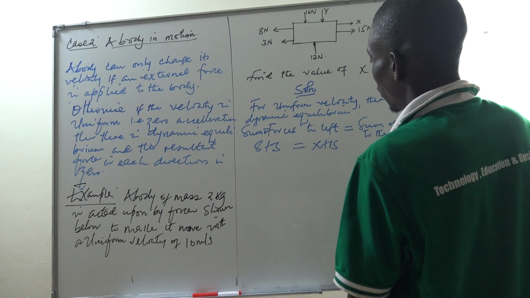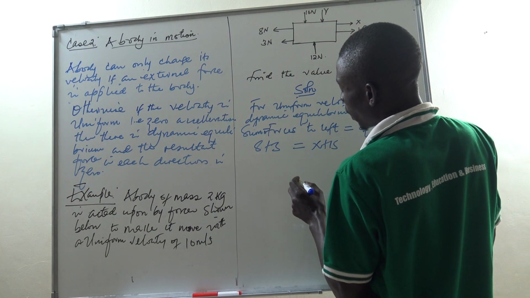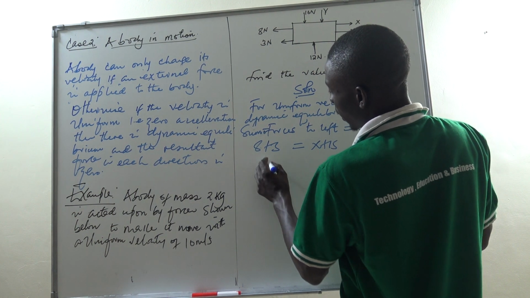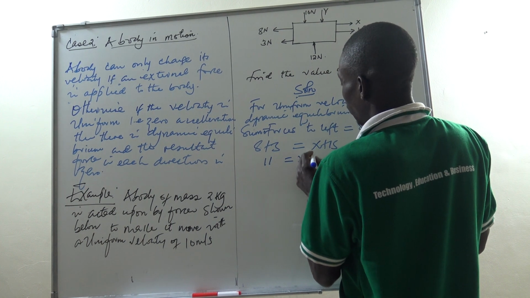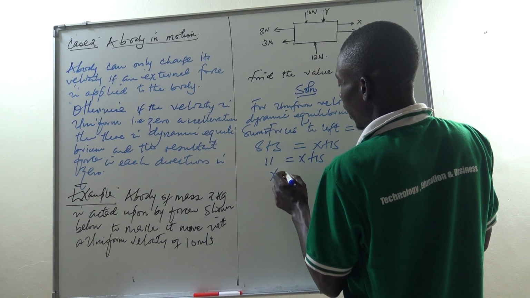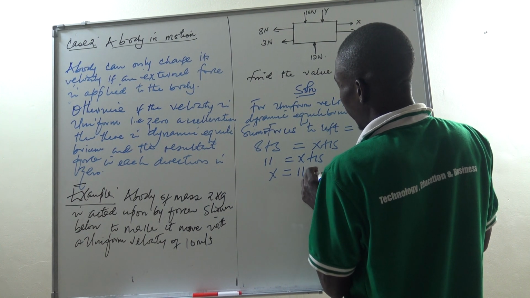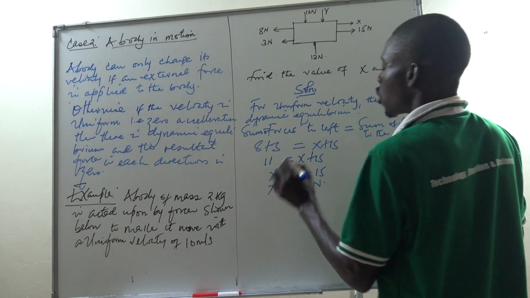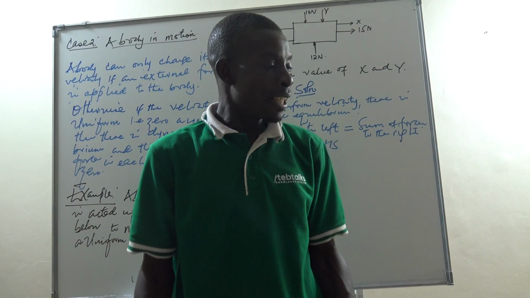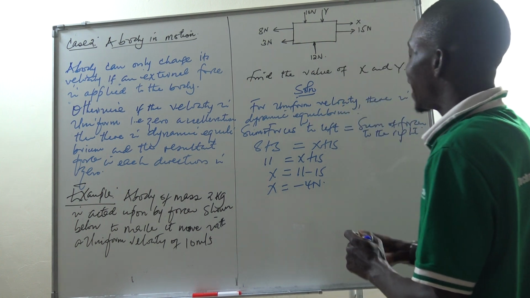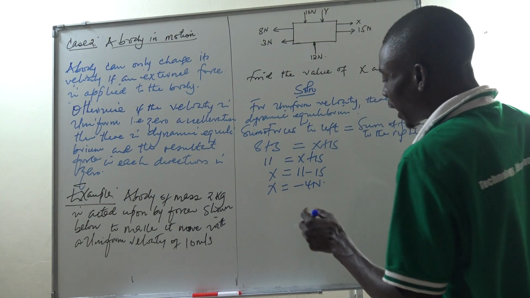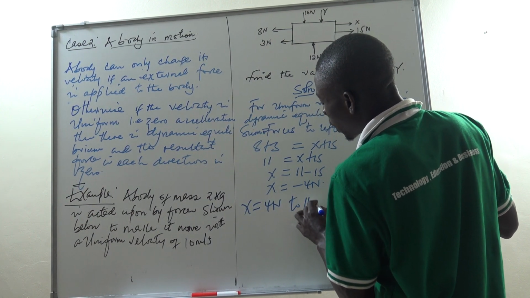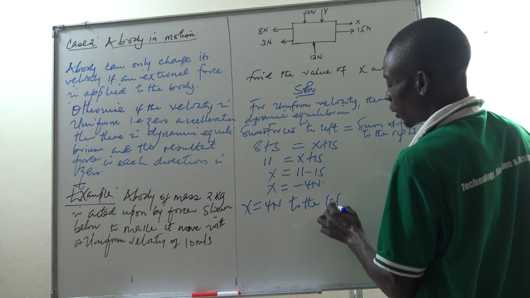Is that okay? So if I'm having that, I'll therefore say that I have here 11 is equal to x plus 15. What is my x? My x is 11 minus 15, and x should be equal to negative 4 Newton. Now, the trick behind is, what is the implication of the negative? The negative means that x is supposed to be equal to 4 Newton to the left.